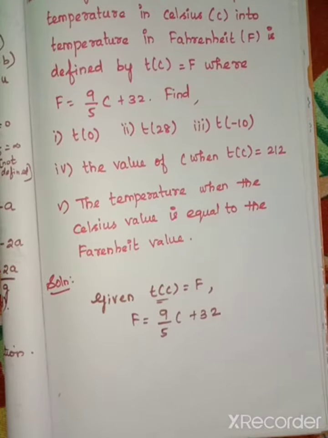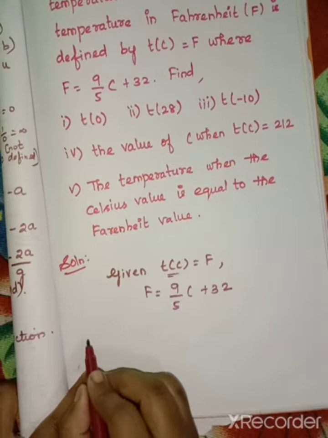We want to find 5 subdivisions. First one is T of 0. Second one is T of 28. Third one is T of minus 10. And fourth one, find the value of C when T of C equal to 212. Then fifth one, find the temperature when the Celsius value is equal to the Fahrenheit value.